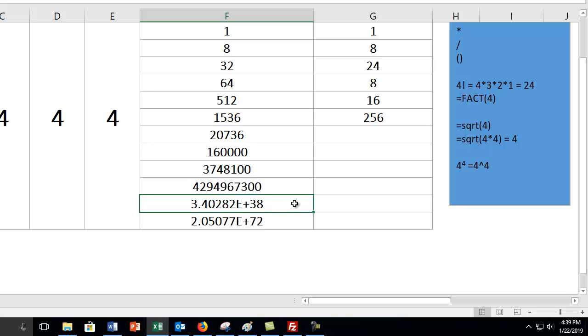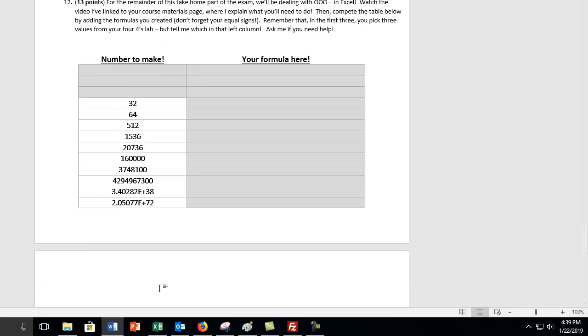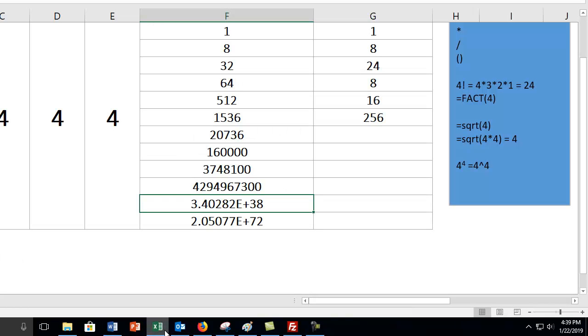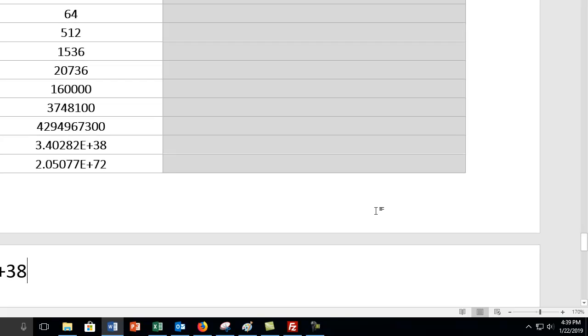Anyway, I want to make sure you know what this means. 3.40282E plus 38. So I'm going to come over here to your actual exam, and I'm just going to write that number. 3.40282E plus 38. Okay, so what makes this confusing to a lot of students is y'all didn't grow up in the 80s like I did.